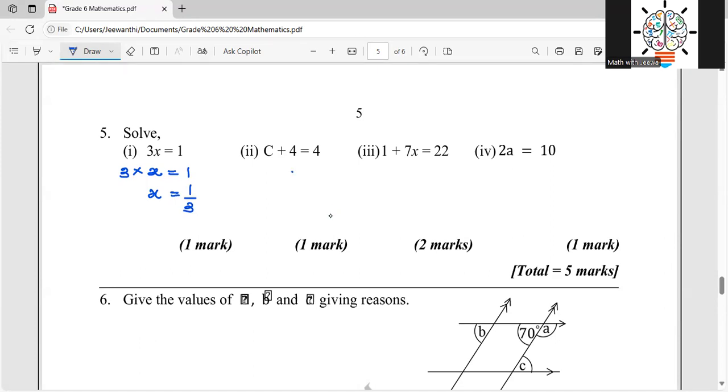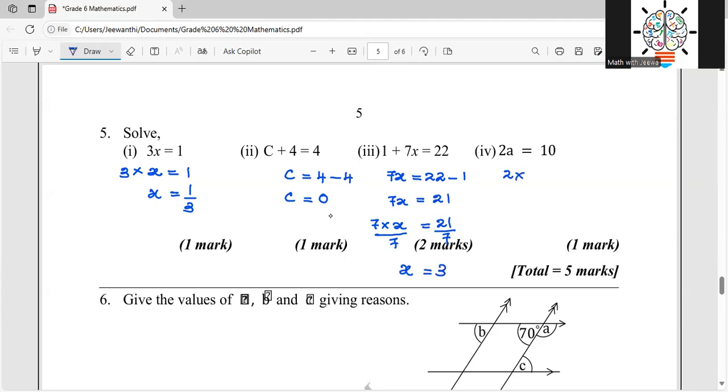And this one is very easy. You keep C here and you send that positive 4 to the other side, that becomes negative 4, and C is equal to 0. And this one, 7x, you keep as it is and you send positive 1 to the other side, that becomes negative 1. 7x is equal to 21. What do you mean by 7x, children? 7 times x equals 21. So I can divide both by 7, or you can straight away bring the multiplication 7 to the other side as division. Somehow you get the answer x equal to 3.